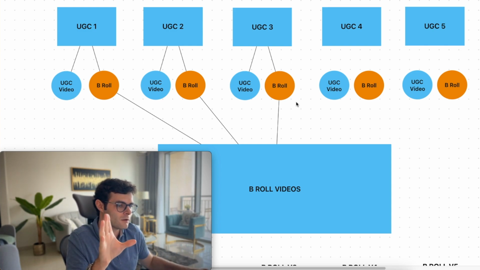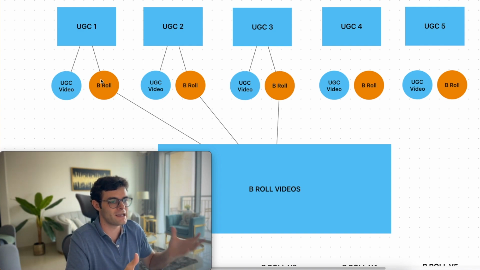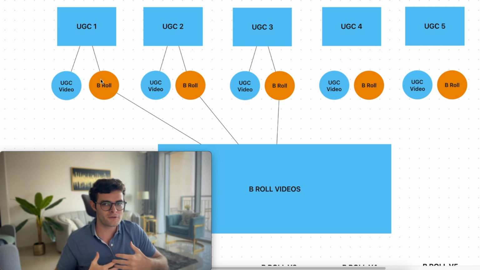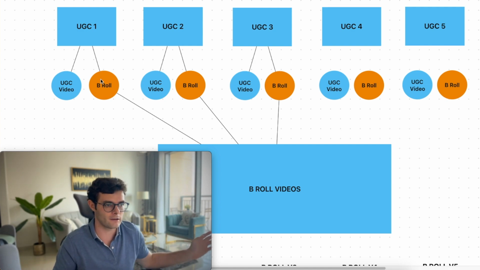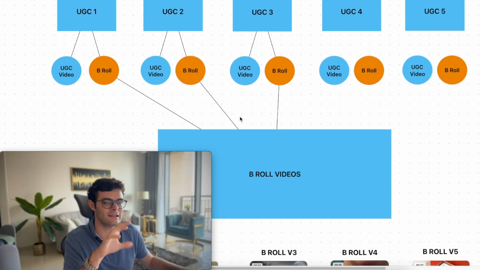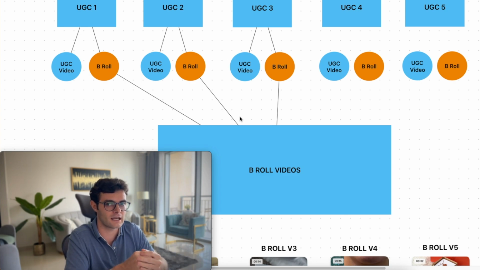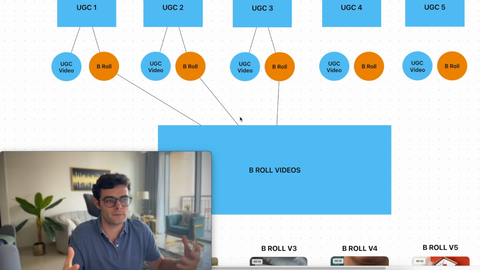The problem, not the problem, but the only difference with this B-roll strategy, although it's way cheaper based on the value that you get, is that you need an editor. So you can either be your own editor or you can hire somebody else to do this. The idea is that they need to understand how to put these pieces together. And how do you do it? How do you know what pieces to put together?